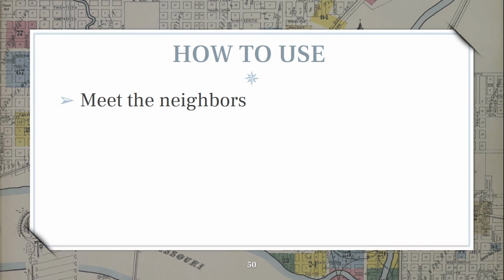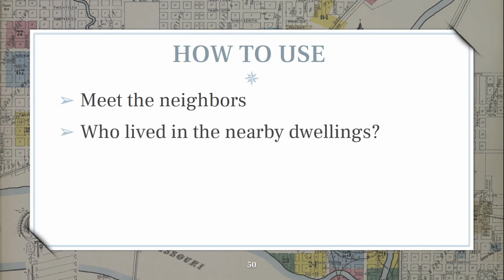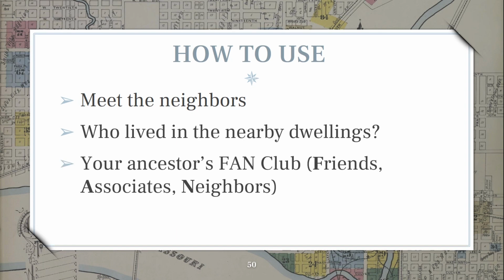Another important detail to investigate is who is living nearby. You'll definitely want to meet the neighbors. If you used a census record or a city directory to find your ancestor's address, you may be able to find out who owned or lived in the dwellings nearby. This is your ancestor's fan club of friends, associates, and neighbors, so you'll want to find out who they were and how they may have interacted with your ancestors.